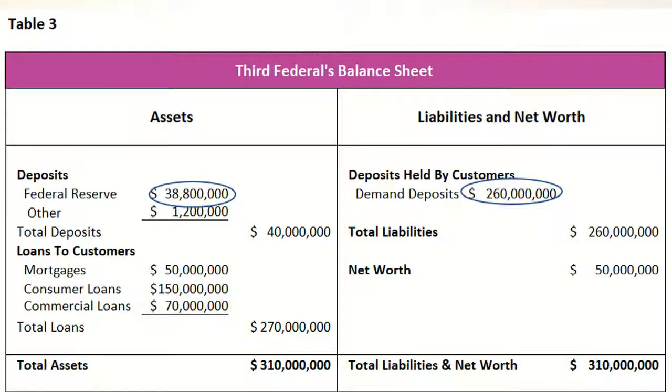What just happened to the money supply? Well, remember, M1 includes demand deposits. Demand deposits just increased by $10 million. So the money supply just increased by $10 million. But guess what? It doesn't end here.